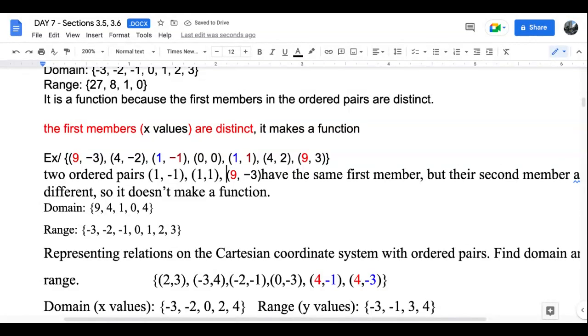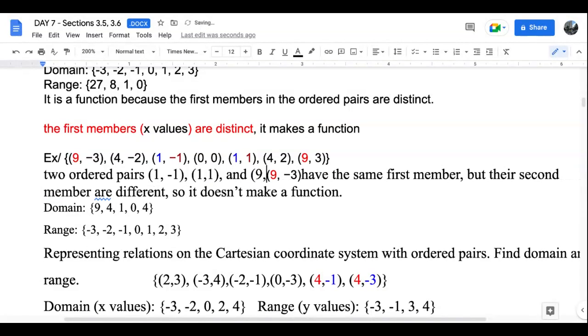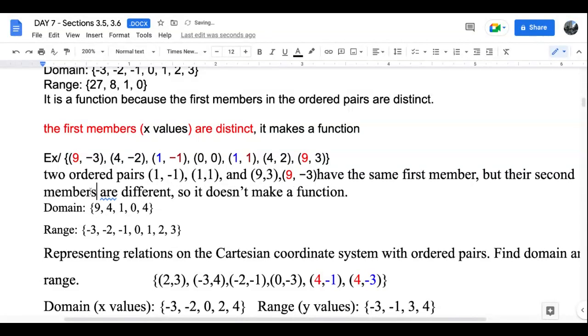Also, 9, 3, right? They have the same first member, but the second members are different. So if the first members are the same, then we check the second members. If the second members are the same, that's fine. They're just the same ordered pair, right? But if the first member is the same and the second members are different, that fails to be a function. That's not a function.